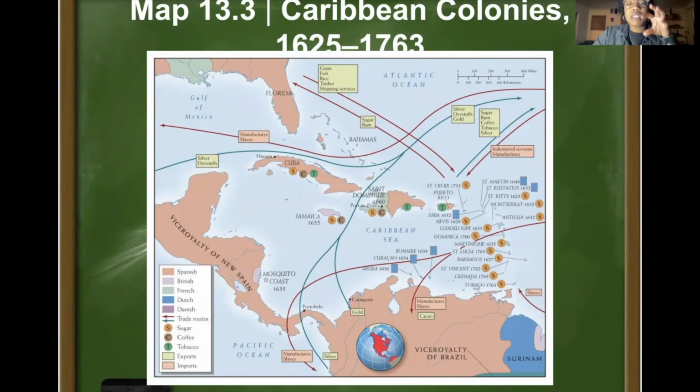So you can see the Spanish are going to control in this area a lot of North and South America, but the Caribbean, as I said previously, is going to be controlled by most of the European nations and the different crops that are going to be grown or exported or imported and things like that. So we have lots of sugar, rum, coffee, tobacco, silver, gold, grain, fish, rice, timber, shipping services, dye stuff, cacao, all those things are going to be moving around these areas and going to be grown in these areas as well. But specifically sugar, coffee, and tobacco are going to be the most important things that are going to move around in this area. And that's going to be made possible by the slave trade.